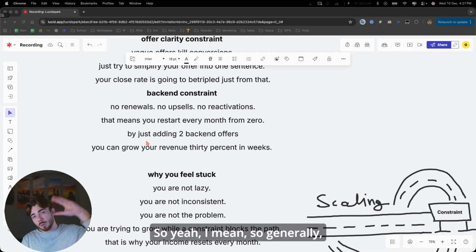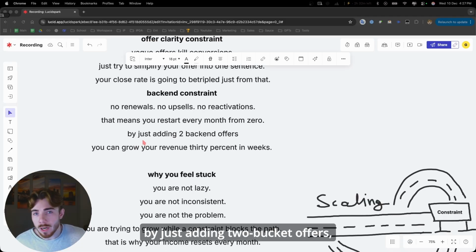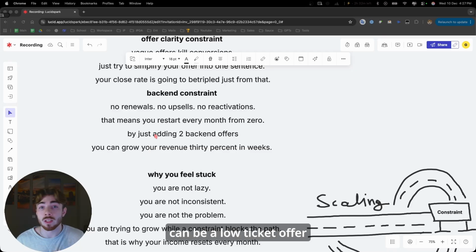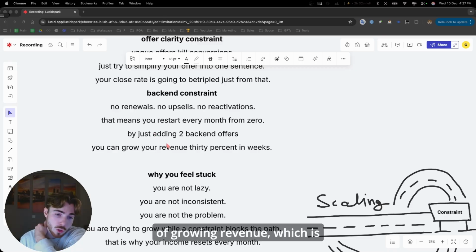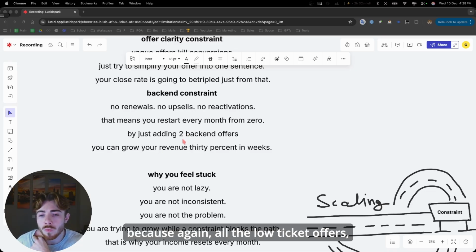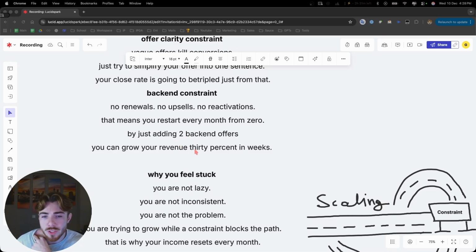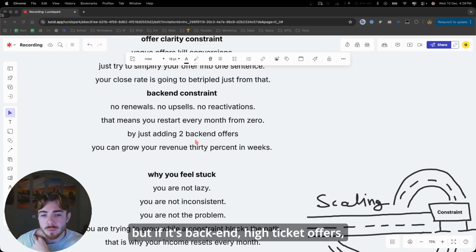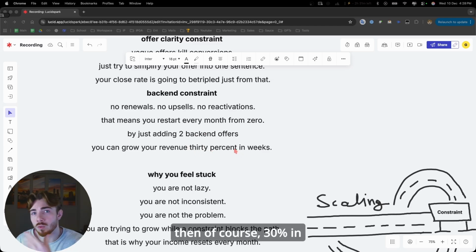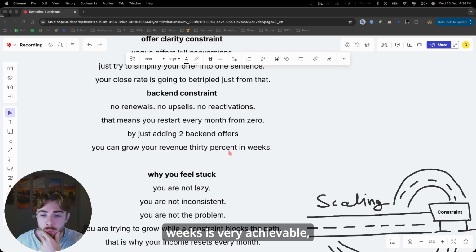So genuinely, by just adding two backend offers, and that backend offer can be a low ticket offer or a high ticket offer, as long as it feels like the next natural step in their journey, it will be very relevant and solid and will give you even 30% in weeks of growing revenue, which is genuinely pretty good. But mostly with high ticket offers, because with low ticket offers you're not really looking at 30%, you're mostly looking at 13 or 10%. But with backend high ticket offers, 30% in weeks is very achievable, very realistic.